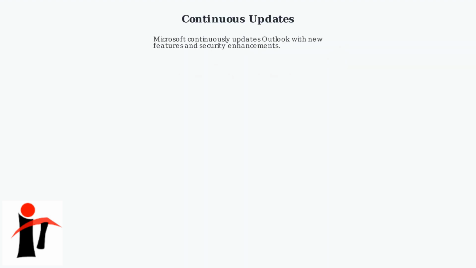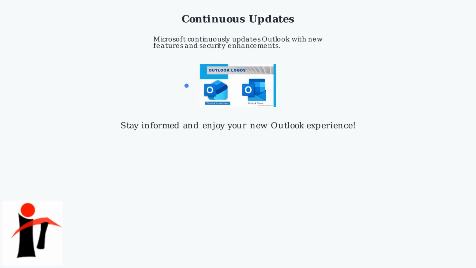Microsoft continuously updates Outlook with new features and security enhancements. Future updates may include deeper AI personalization, quantum-resistant encryption by 2027, and better hybrid work tools. Stay informed through official Microsoft resources to get the most out of your account. Enjoy your new Outlook experience.